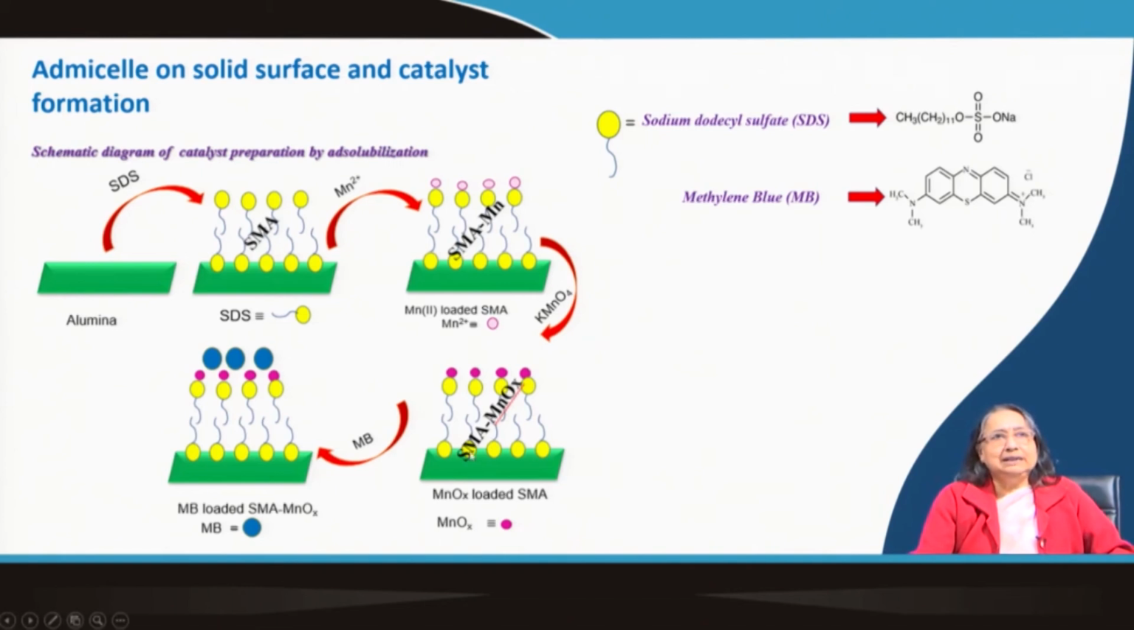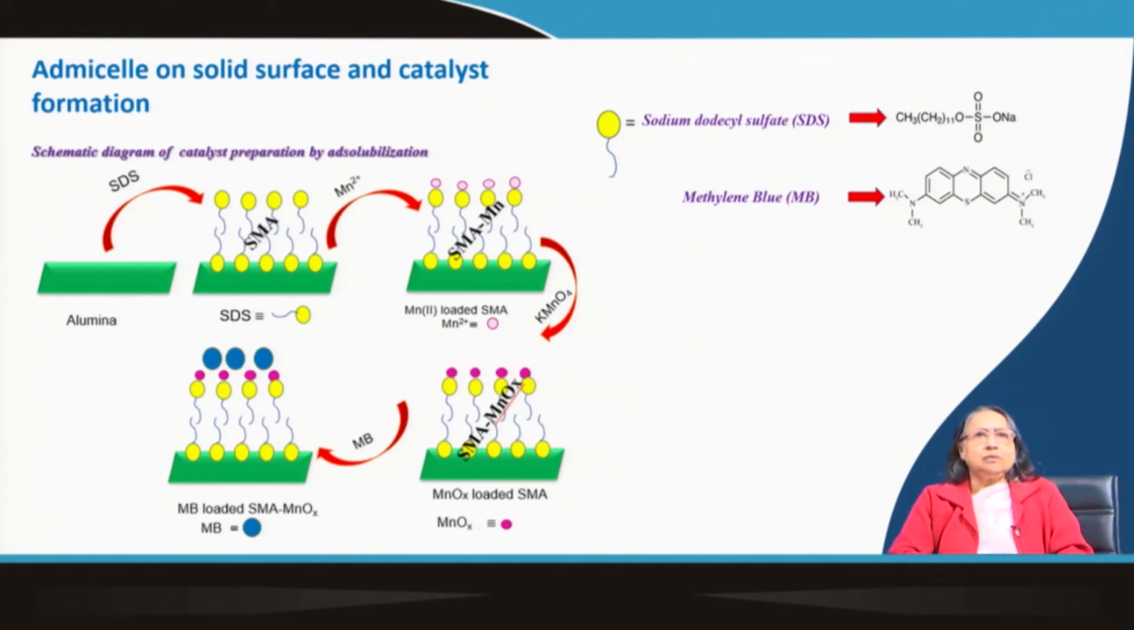Now, the important thing is that because the head group is negatively charged, and methylene blue is a dye which is positively charged, a cationic dye, this cationic dye will be adsorbed on this negatively charged head group. So, the catalyst is there as well as the dye. So, we will show you how the catalyst can degrade the methylene blue dye here in presence of H2O2.